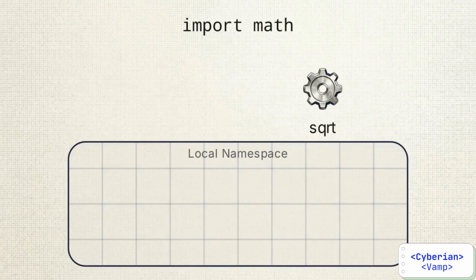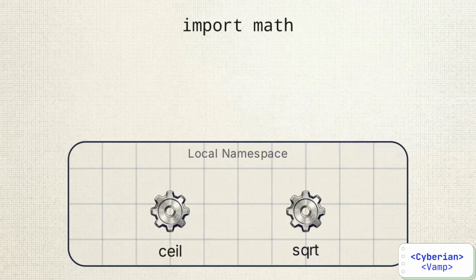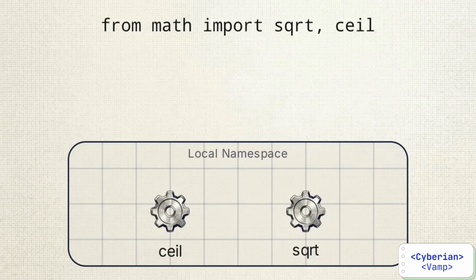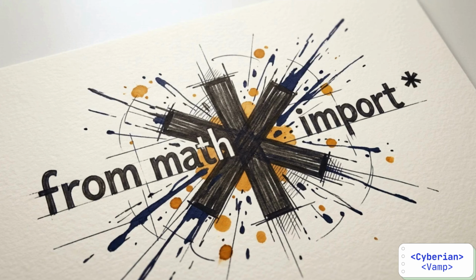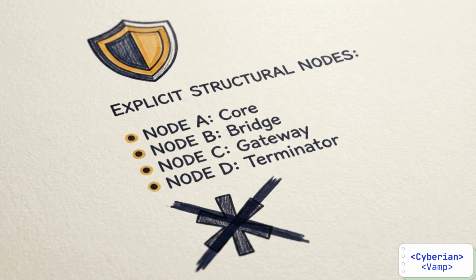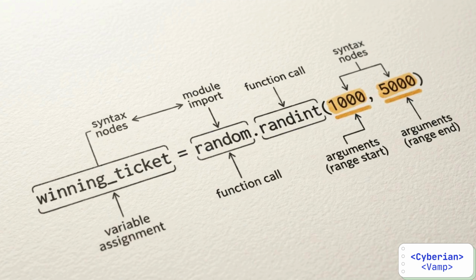Now, watch how individual tools are pulled directly onto the workspace. For math operations, we type from math import sqrt, ceil, removing the need for dot notation. This red warning overlay shows what happens if you use a wildcard, typing from math import asterisk. Pulling every single function into your workspace blindly makes it highly likely that two identical names will collide and crash your program. Deliberately controlling exactly how and what you import is your first line of defense against logic errors in complex projects.